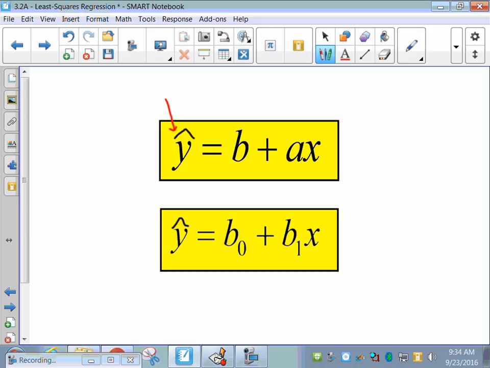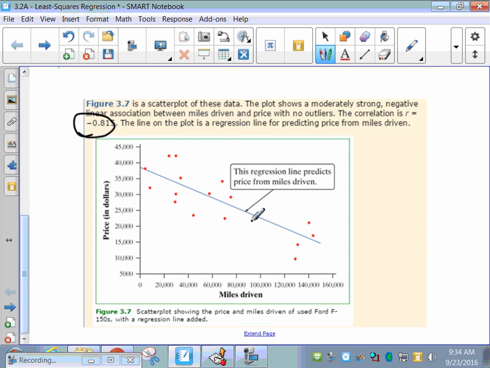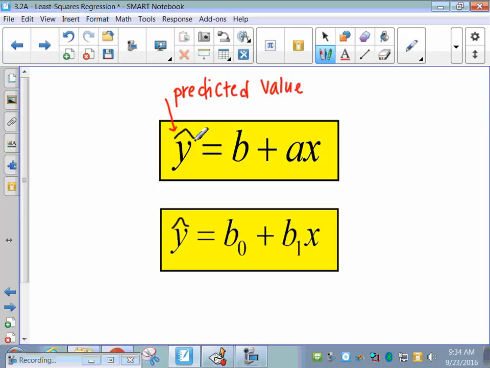So y hat stands for the predicted value, not the actual value, because if you look at the line right here, the predicted value is going to fall exactly on the line. So I might have a point right here. Well, that's off from the actual value, right? So y hat means predicted value, and we're always talking about the predicted value when we're doing the linear regression line, all right? And then b, what is b, you guys?